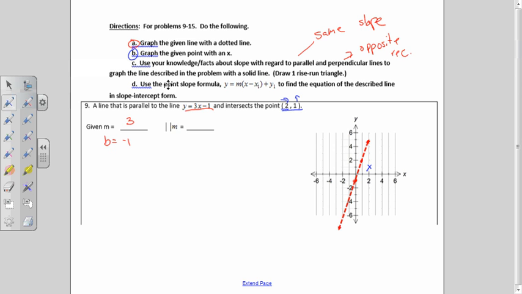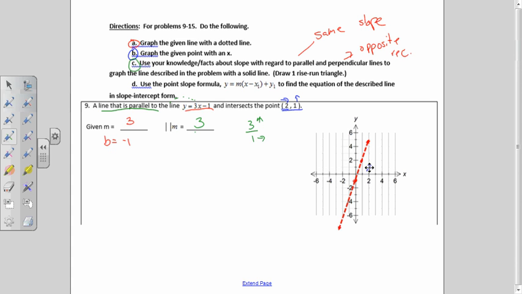And then it says use your knowledge and facts about slope with regard to parallel and perpendicular lines to graph the line described in the problem with a solid line. I'll do that in green. The line described is one that is parallel to this given line, and it says draw a rise-run triangle. Well, if it's going to be parallel, the slope will be the same slope. So the parallel slope is going to be 3, which again means to go up 3 and right 1.